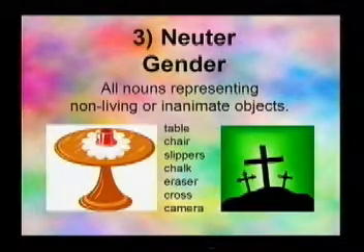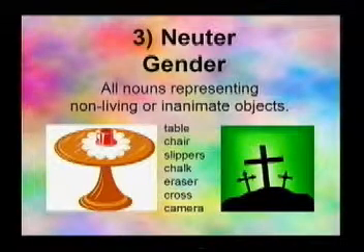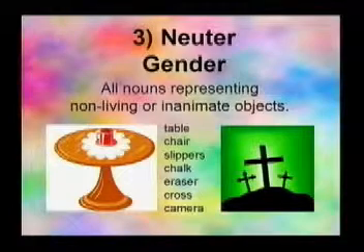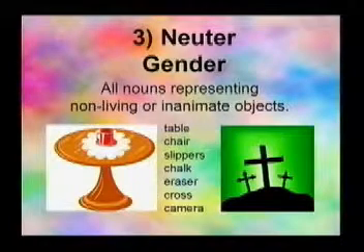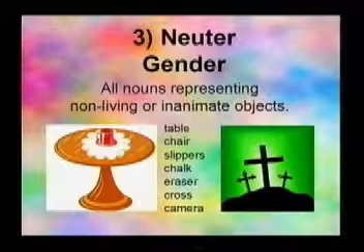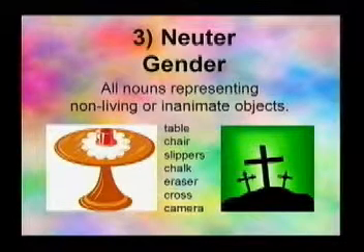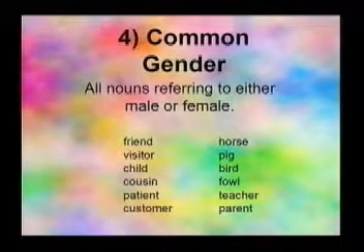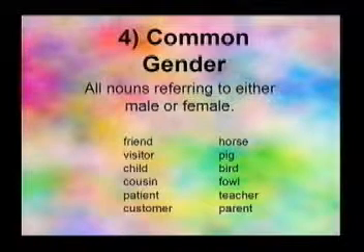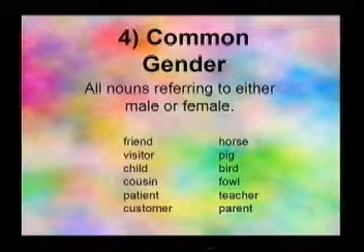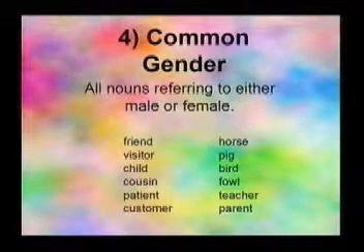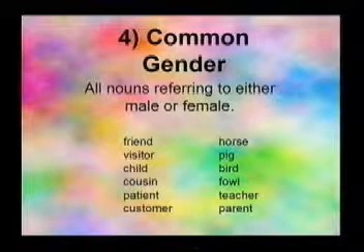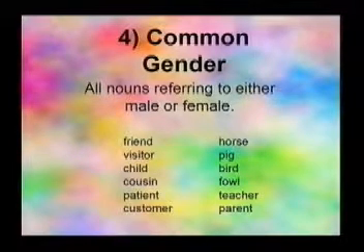Number 3. Neuter gender. For non-living or inanimate objects. Examples: table, chair, slippers, chalk, eraser, cross, camera. Number 4. Common gender. For all nouns which may refer to either male or female. For example, friend, visitor, child, cousin, patient, customer, horse, pig, bird, fowl, teacher, parent.